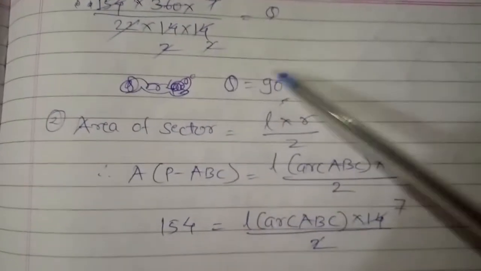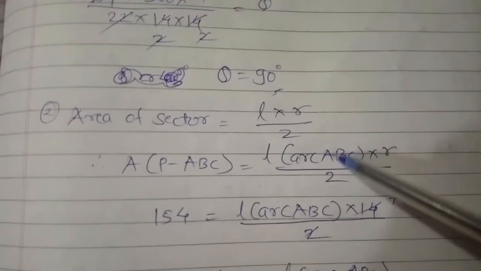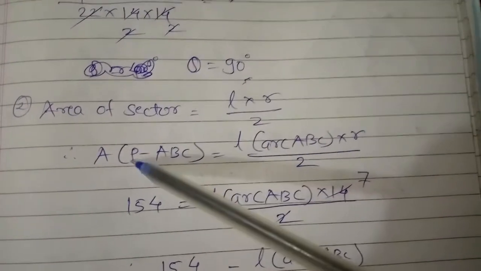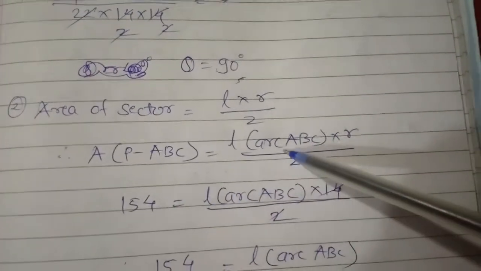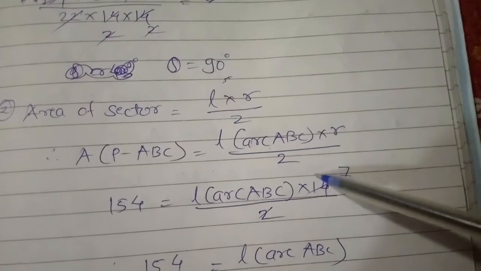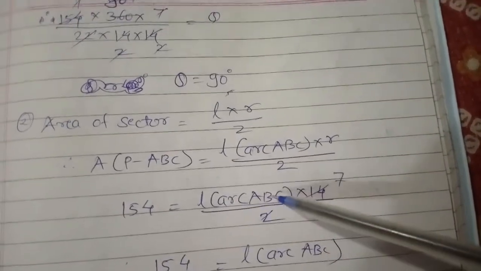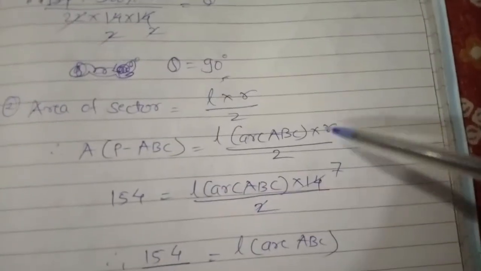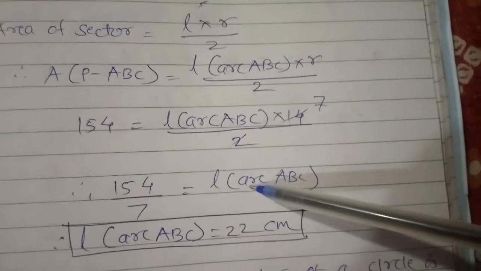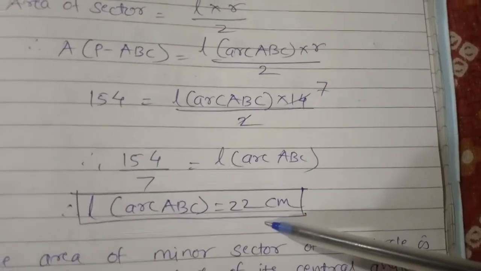After that we find the length of the arc using the formula for area of sector, that is L into r upon 2. So area of sector P dash ABC is equal to L, the length of the arc ABC, into r upon 2. Here the area is given as 154, the length of the arc we have to find, and the radius is 14/2. By solving this we get the length of the arc ABC is equal to 22 centimeter.